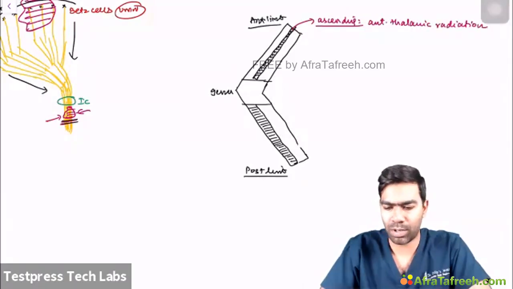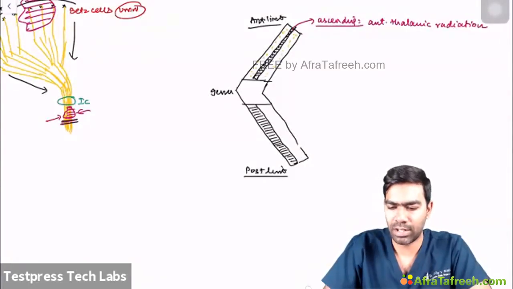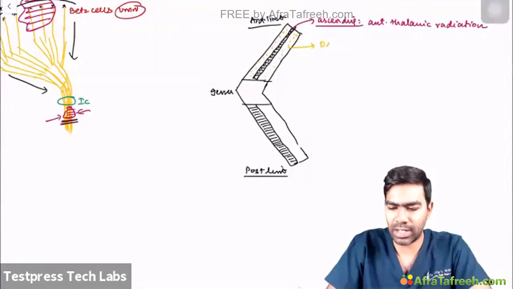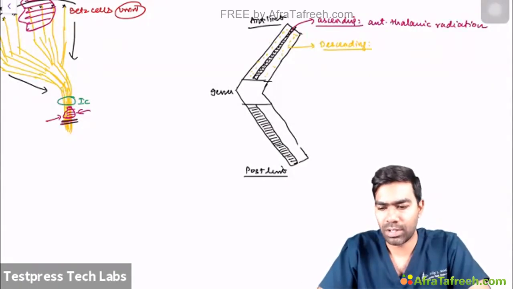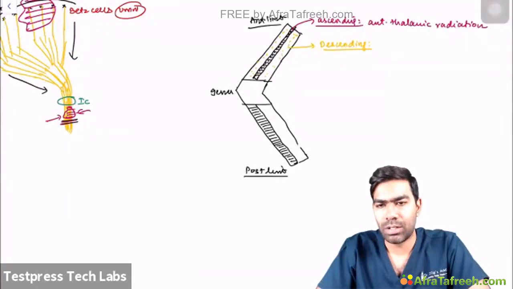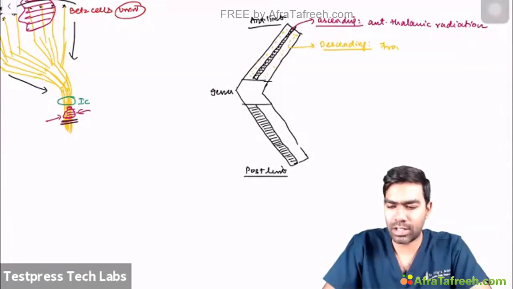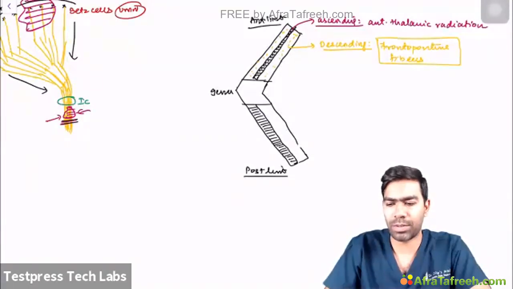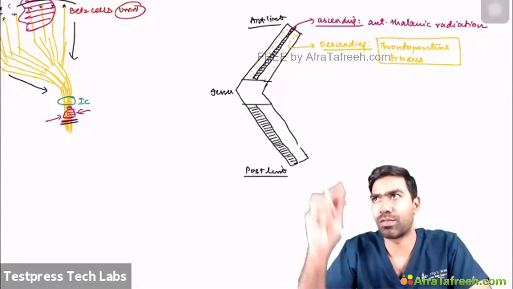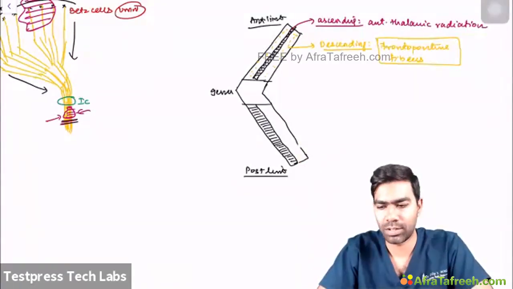But that's not really important. More important are these fibers present on either side of the anterior thalamic radiation. These are descending fibers, which means the internal capsule has both ascending and descending fibers. So what about these descending fibers? More importantly, they are frontopontine fibers. What are the functions of these frontopontine fibers? Why should there be a frontopontine connection? From the frontal lobe, you have a connection to the pons.